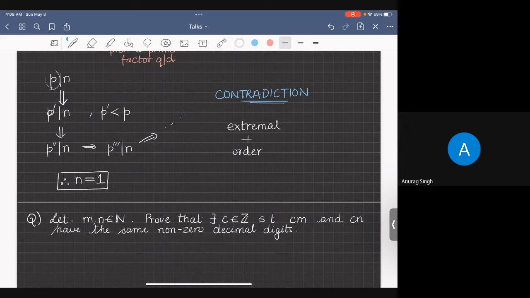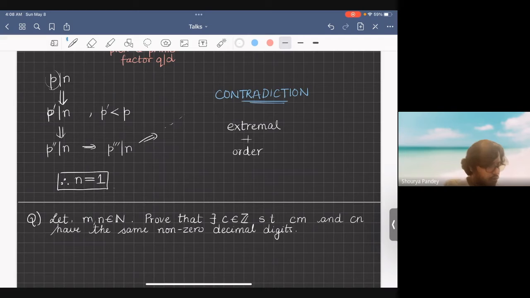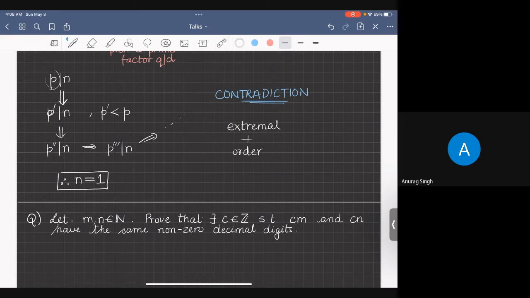So we need to prove that there exists some c such that if we multiply m and n by it, they become congruent modulo any power of 10. No, that's not what we want to show. Sorry, what do you mean? Could you say that once more? If they have all the same decimal digits, then it implies they're congruent modulo any power of 10.